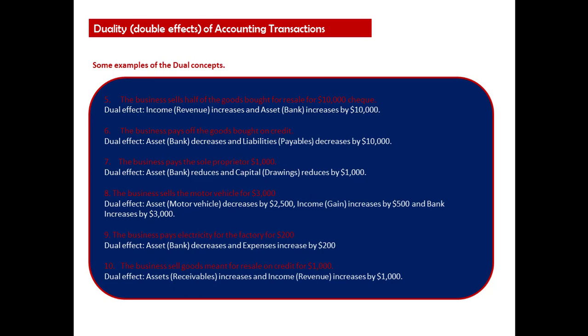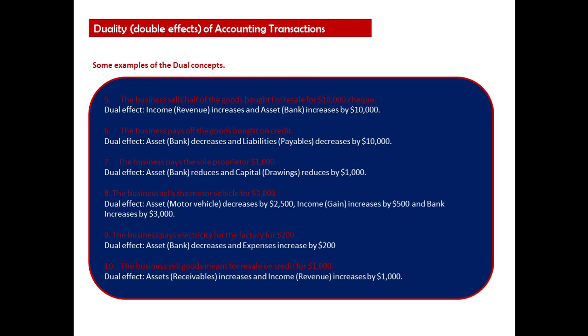Next example, the business pays off goods bought on credit. The dual effect will be that asset, which is bank, will decrease because there is a payment, an outflow of cash. The liabilities, which is payables, will also decrease by what? $10,000. Seventh example, the business pays the sole proprietor $1,000. Dual effect, asset bank reducing by $1,000, capital in the form of drawings also reducing by $1,000.